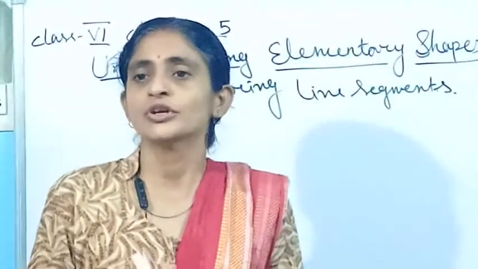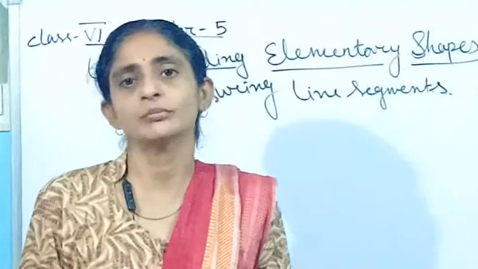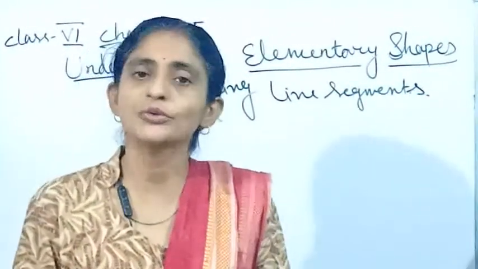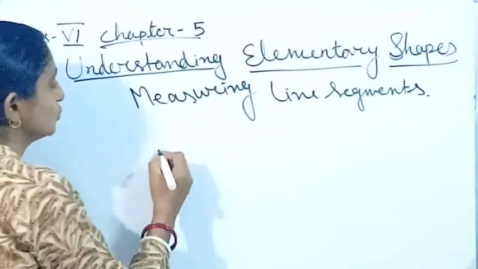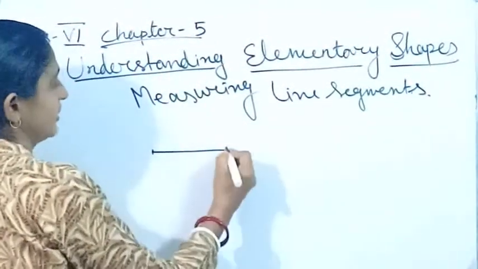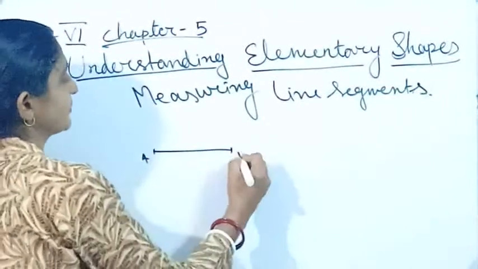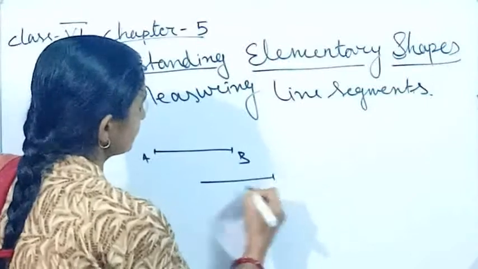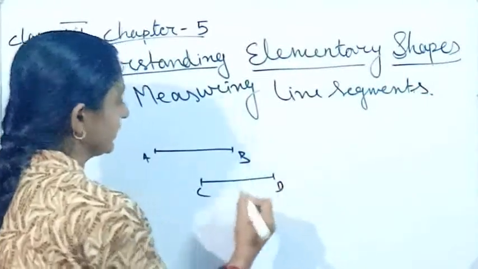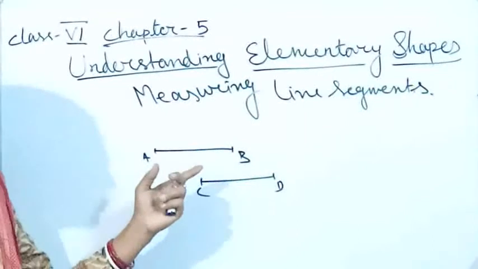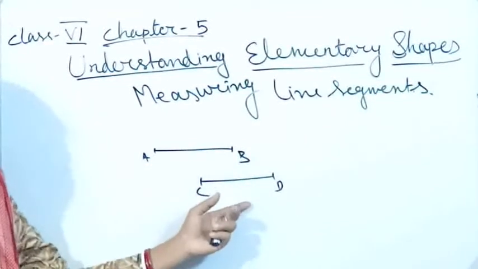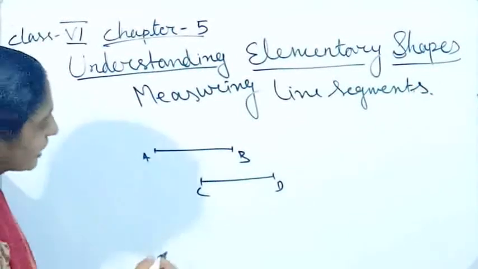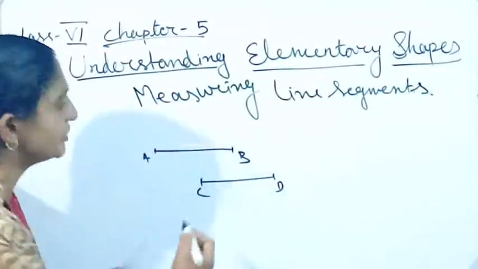Suppose you are asked to compare them by your naked eyes, by merely observing these two. Let me give you 2 line segments. One is AB and the other is CD. I have asked you which one is longer. By observing these two, what do you feel? I am also feeling they might be equal.